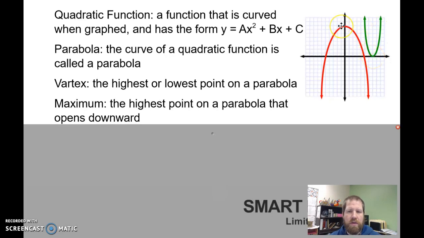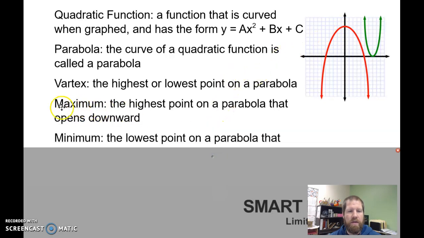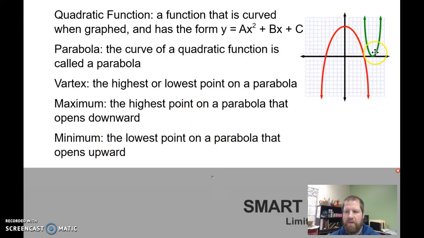Your parabolas are only going to have one vertex, and it's either going to be a maximum vertex if your parabola opens downward, because these arrows are just going to keep on going forever. It's never going to have a minimum. This parabola won't have a minimum. It does have a maximum. So that vertex is at its maximum point. Same with a minimum. If your parabola opens upwards, it's never going to have a maximum, but you can find its minimum.